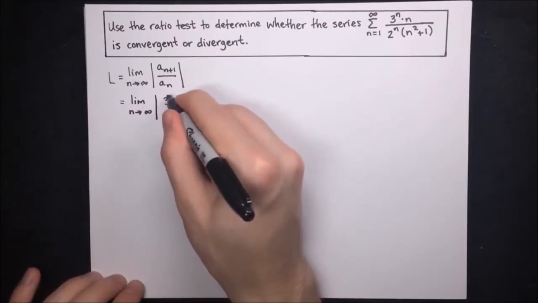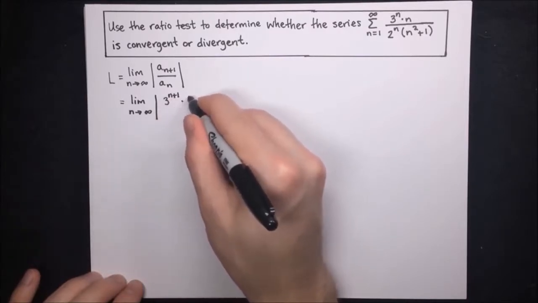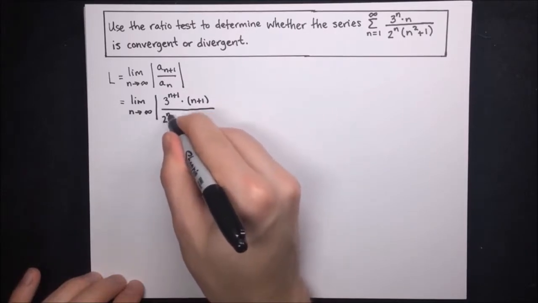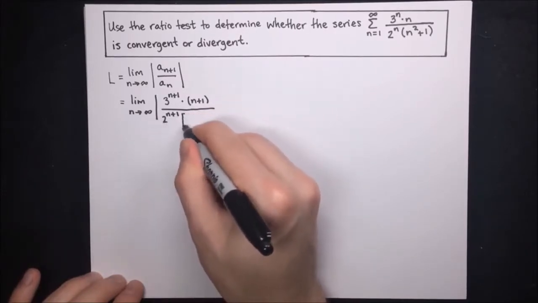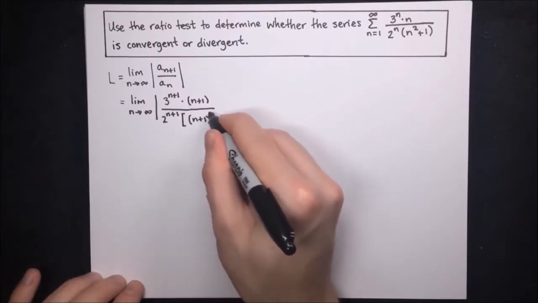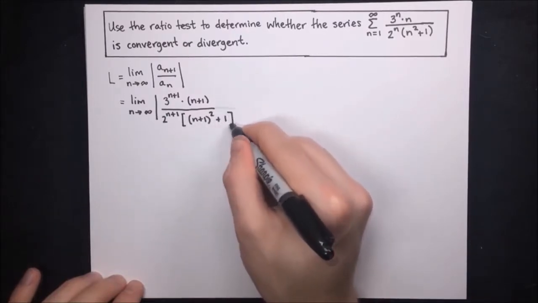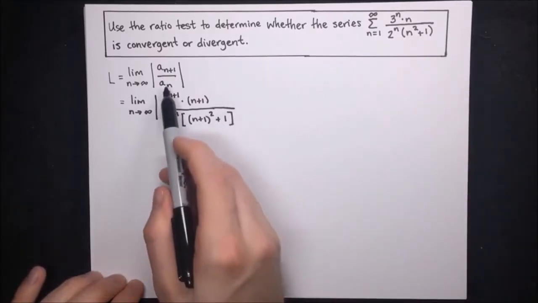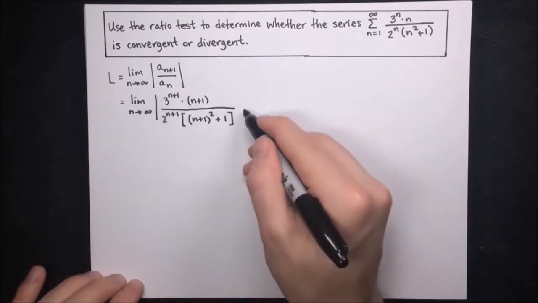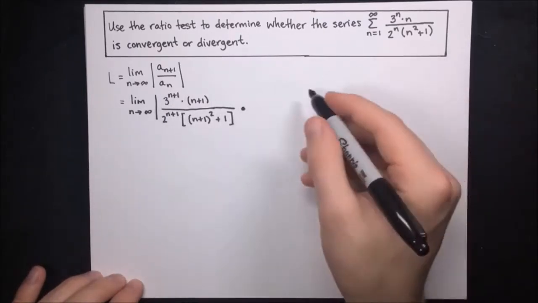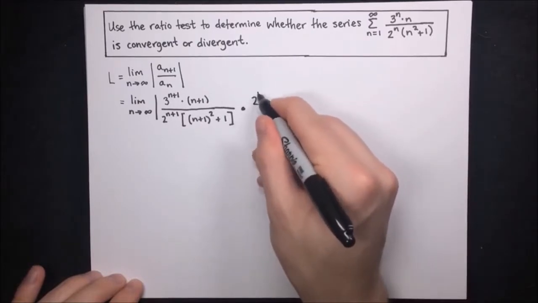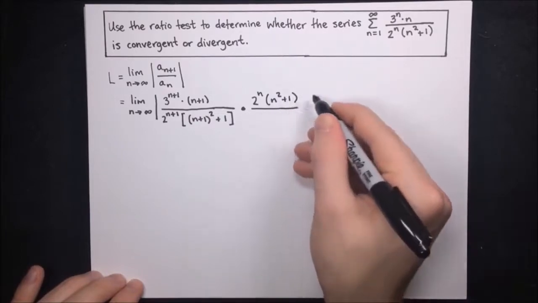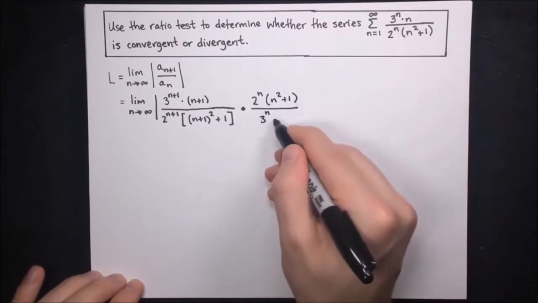So 3 to the n plus 1 times n plus 1 over 2 to the n plus 1 times n plus 1 squared plus 1. So all we've done is replace all the n's in here with n plus 1's. And now we're dividing by a_n, so that's kind of like times the reciprocal of this fraction here. So the denominator now goes on top, 2 to the n times n squared plus 1, and then the numerator is now on the bottom, 3 to the n times n.